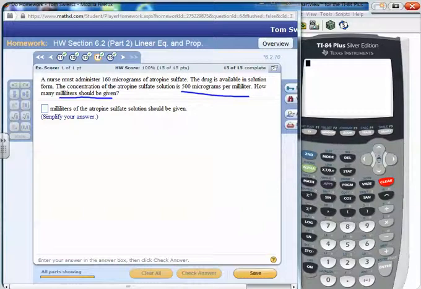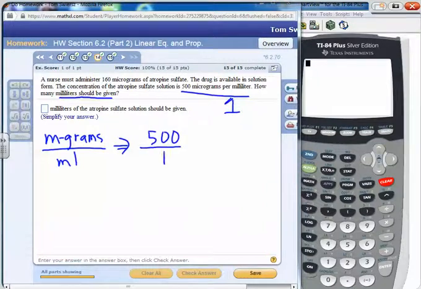Now, the two values here that are in proportion are micrograms and then per milliliter. Per milliliter, no value is given, so it just means 1. So, micrograms over milliliters. Okay, what do we know? There are 500 micrograms for every 1 milliliter.